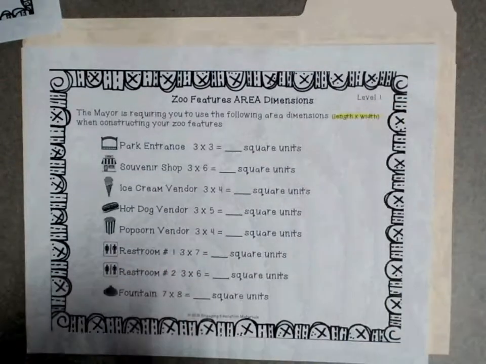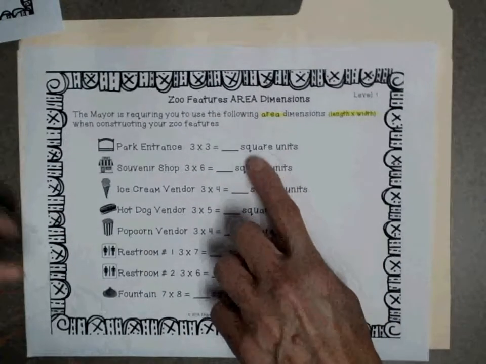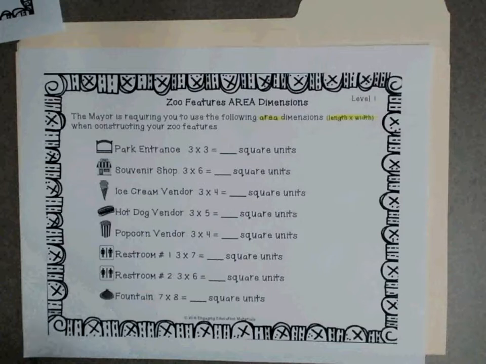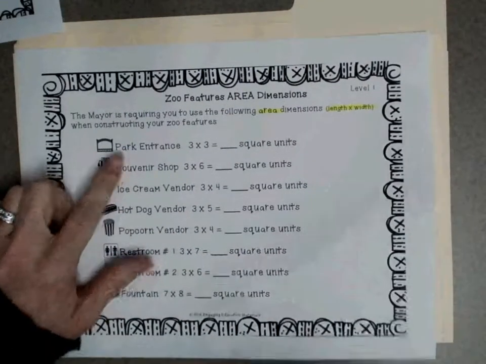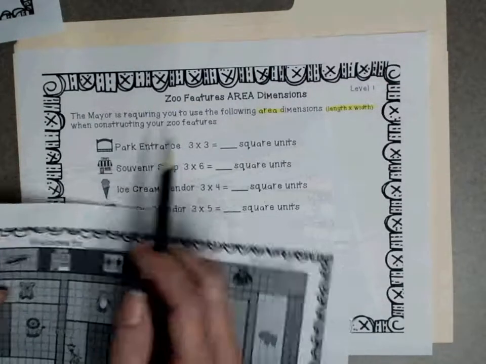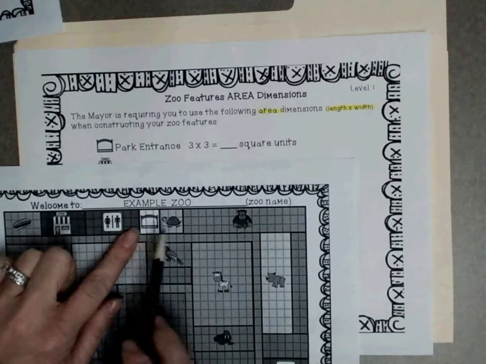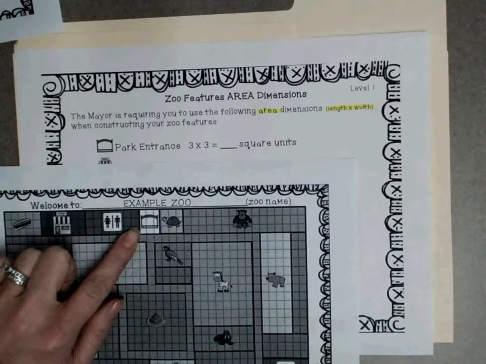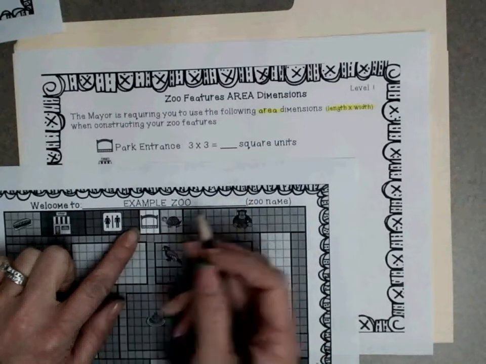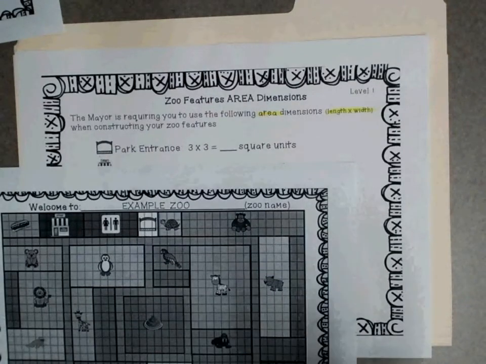And let's highlight the word area too. And notice area always says square units. That's right. So here's our park entrance, and if we go back to our example zoo, you can look at the little key right here. Here's what it looks like. So this is where they put their zoo entrance, and we can see that it is a 3 by 3 square. So park entrance is 3 times 3, which is how many square units?